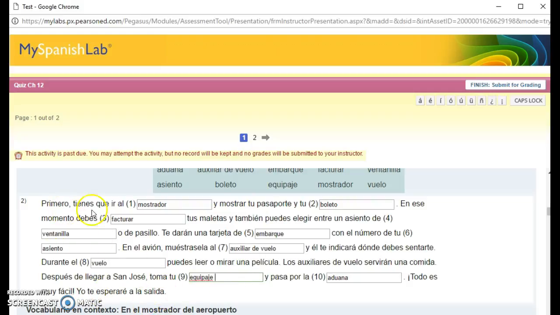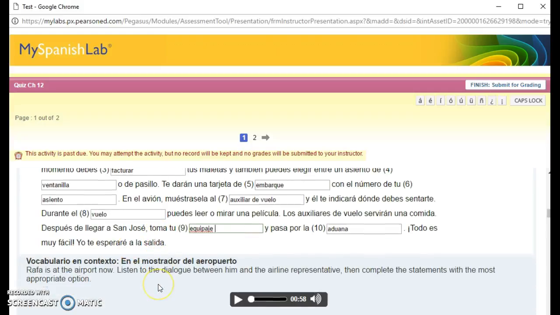So, first you have to go to the counter and show your passport and your ticket. In that moment, you must check your bags, and you can choose a seat that's window or aisle. They will give you a boarding pass with the number of your seat on the plane. Show it to the flight attendant, and he will show you where you must sit. During the flight, you can read or watch a movie. The flight attendants will serve a meal. After you arrive to San Jose, take your baggage and pass through customs. That's very easy. Everything's very easy. I'll wait for you at the exit.